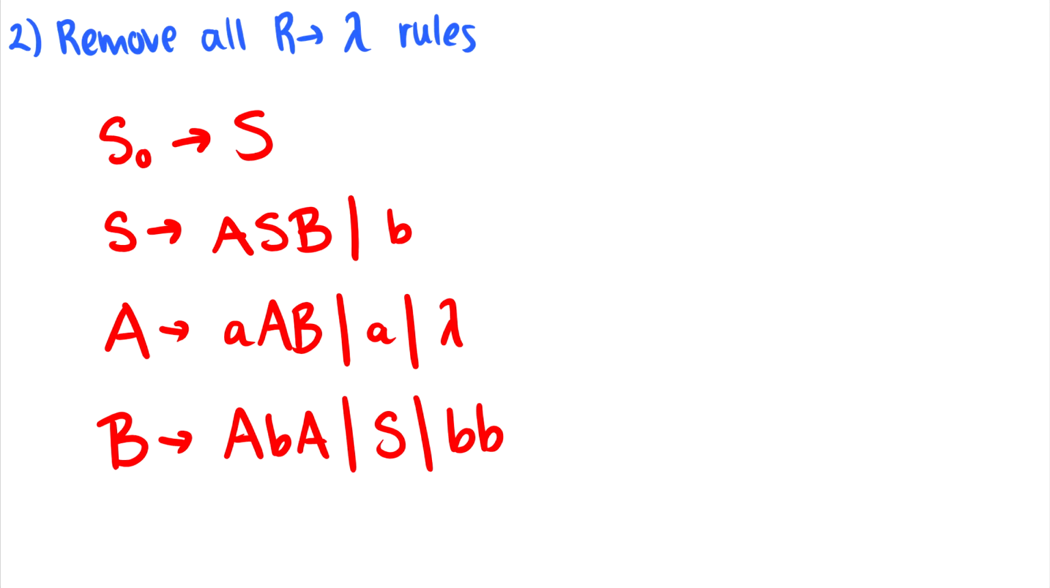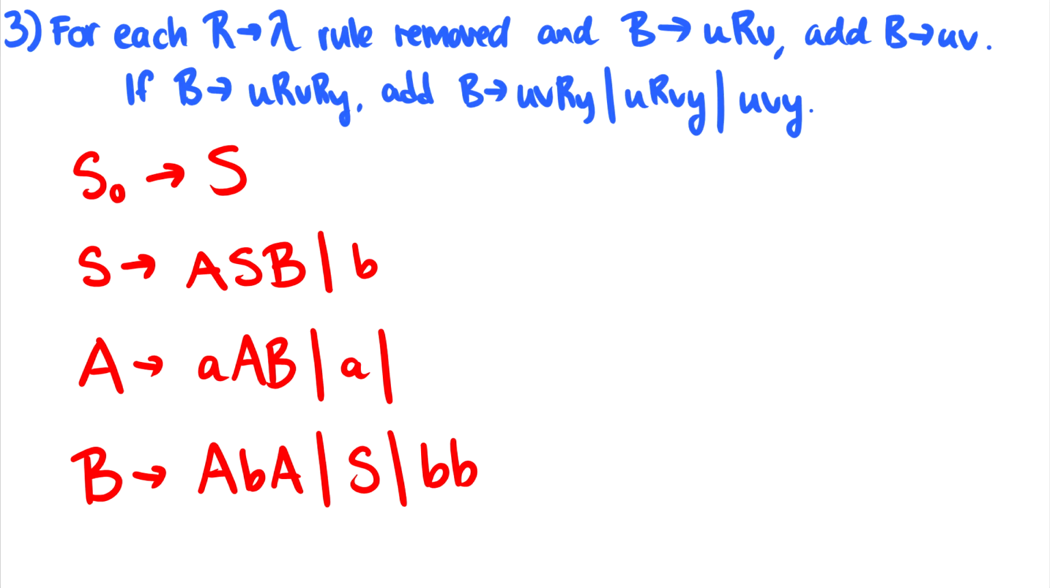So in this case, we want to remove just A going to lambda here. So we're going to remove that rule. And we're going to keep in mind that we have removed A goes to lambda. So that's no longer a thing in our system. Then the third step requires that we remember that we removed A goes to lambda. And we say that for each variable to lambda rule removed, if we have another rule that sends B to some terminals or non-terminals with that A in it, we're going to add a rule where A is removed.